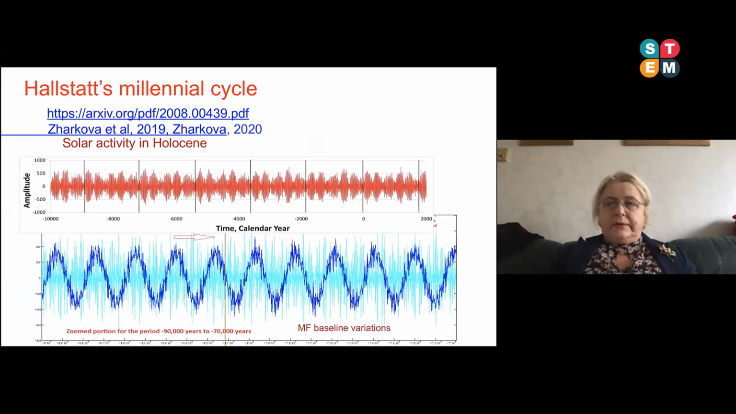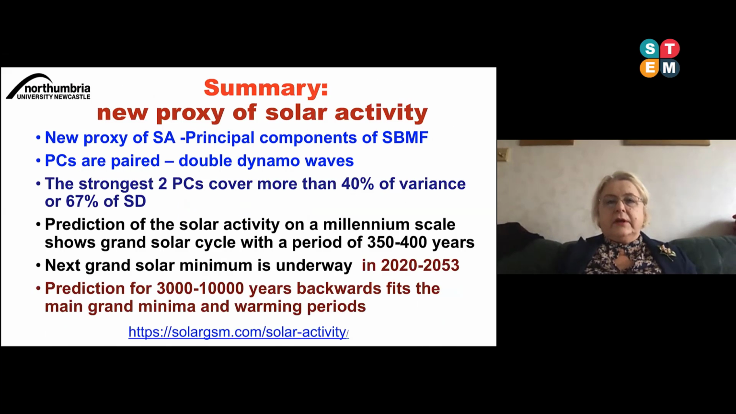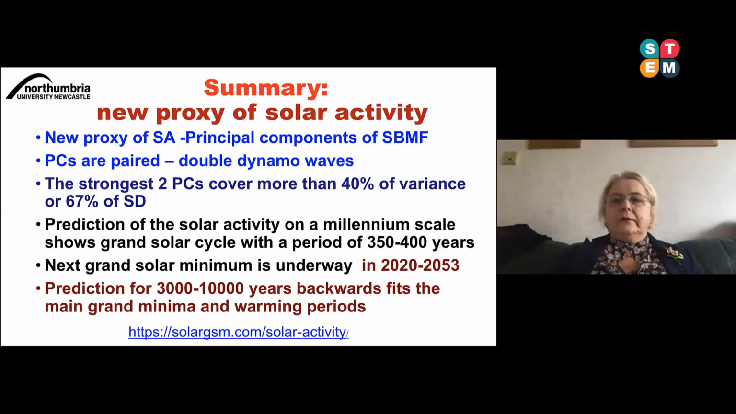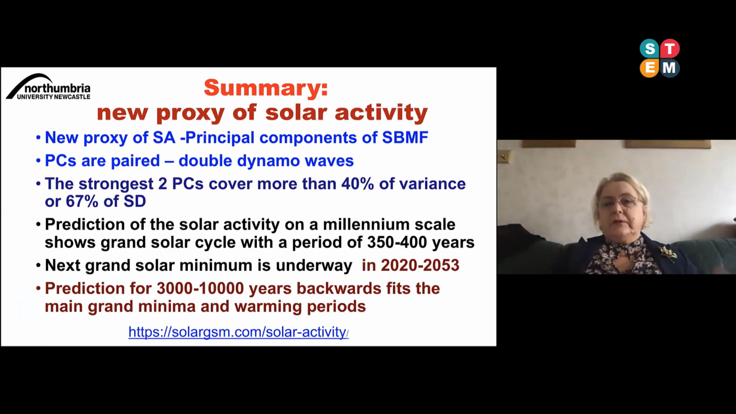I will skip this bit if we need to, and we jump straight to the conclusions. We presented a new proxy of solar activity, principal components. We showed that with the principal components, we managed to predict solar activity on the millennium scale and discovered these grand solar cycles. The main takeaway from this prediction was the discovery of these grand solar minima, which is approaching, and we are with you in the front row observing this grand solar minimum for the next 30 years. We cannot go anywhere from it.